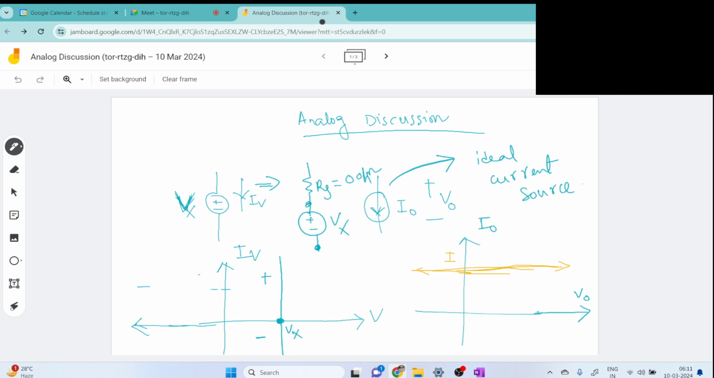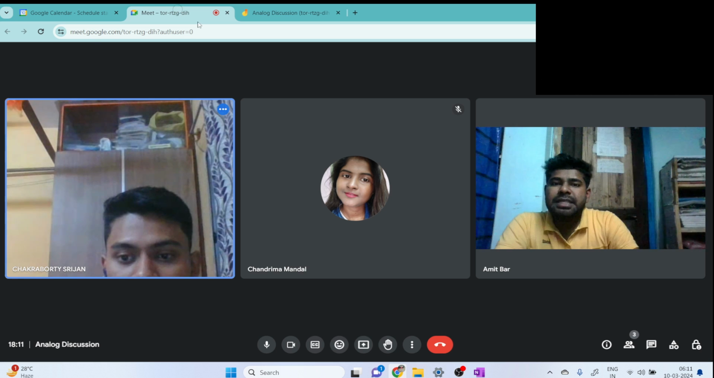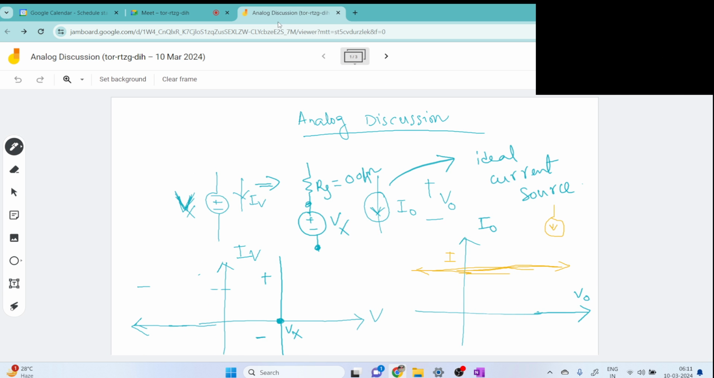Can I go to the next page? Yes. Wait a little bit because I am not used to using that. Okay, no problem. Is it visible or not? Page number 2. No, I am doing this on this page. Okay, it is visible.